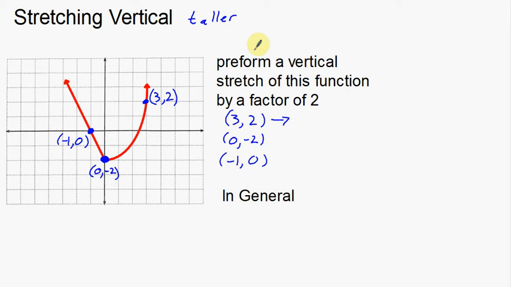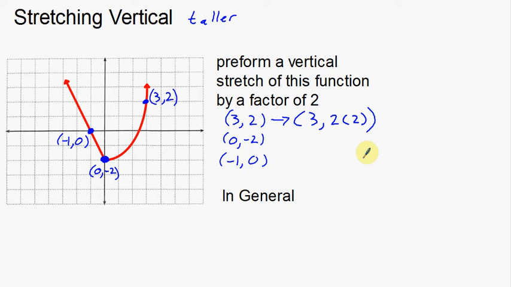All right, so what we're going to do is, since we're getting taller, what that tells us is that we're going to affect the y-coordinates. We're just going to affect the y-coordinates of all these points. So actually, the x-coordinate is going to stay the same. We're going to change the y-coordinate by a factor of 2. So we're going to take 2 times the y-coordinate.